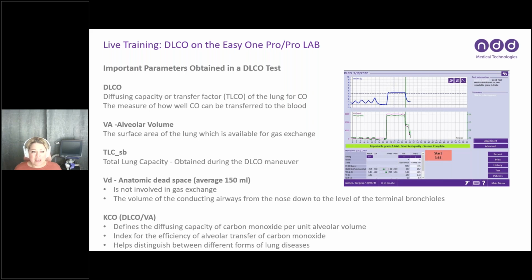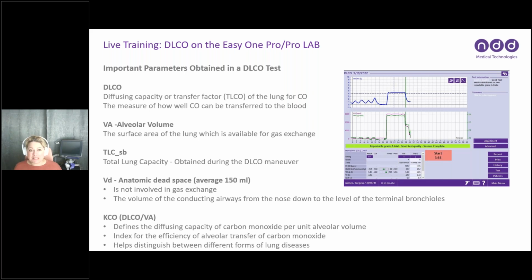Alveolar volume, the VA. This is the actual surface area of our lungs that's available for gas exchange. You've probably heard the analogy that if you were to spread out the surface area of the alveoli in your lungs, it would be like the same size as a tennis court. There is a lot of surface area wrapped up into those tiny alveoli that are available for gas exchange.